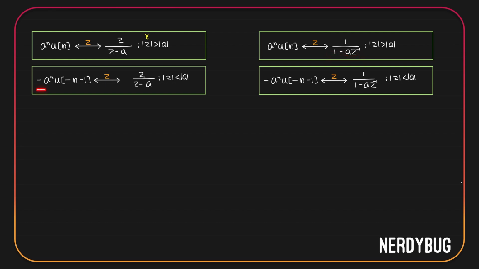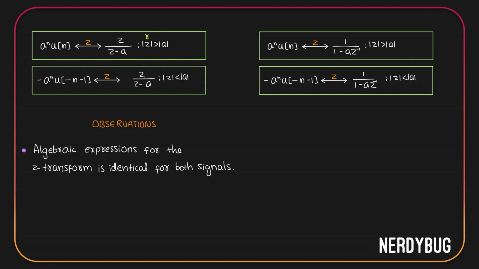For another sequence minus a raised to n u of minus n minus 1, we got the same z transform, z by z minus a, with one condition. ROC is wherever magnitude of z is less than the magnitude of a. We could also write it in a different way. Instead of z by z minus a, we can also write 1 by 1 minus a z inverse.